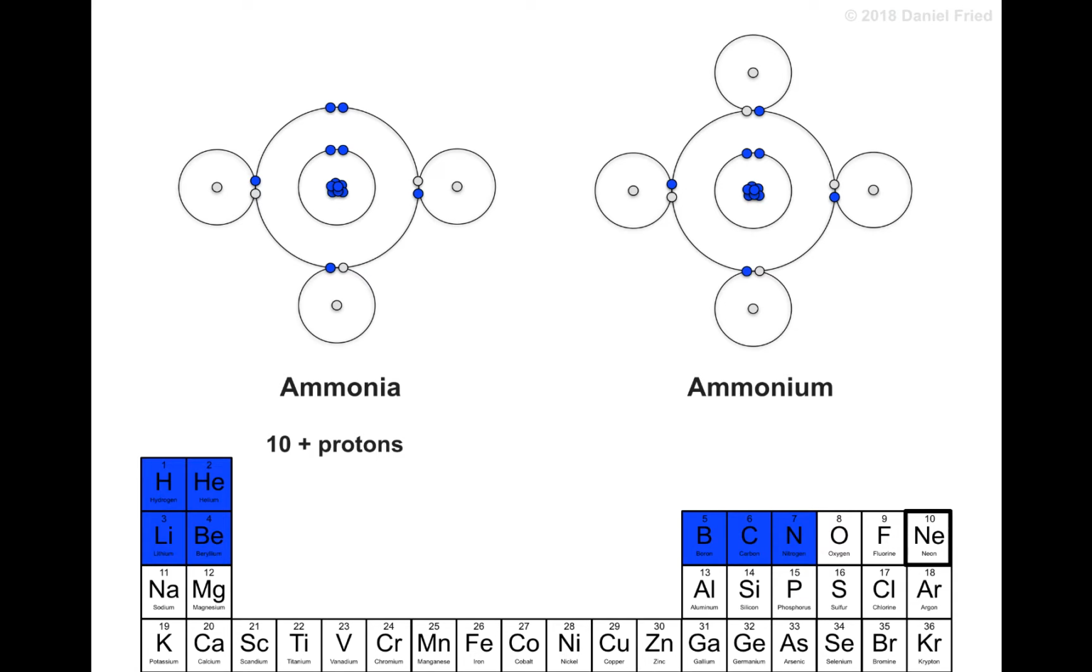If you were to count up all the protons in ammonia, you'd see that it has 10 protons. Why? Because it has 7 protons that are part of the nitrogen, and then 8, 9, 10, 3 more that are part of the hydrogens, right? So we have 10 protons. We also have 10 electrons if you were to count them all up, just like the neon, because we have neon configuration. So we have a balance of charge.